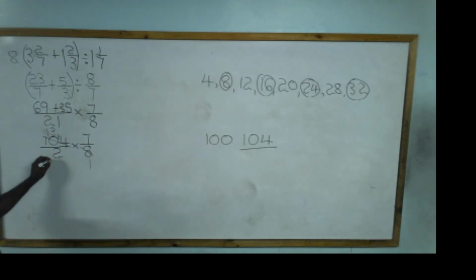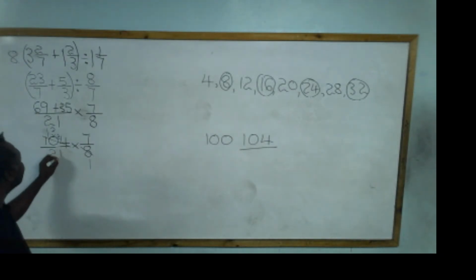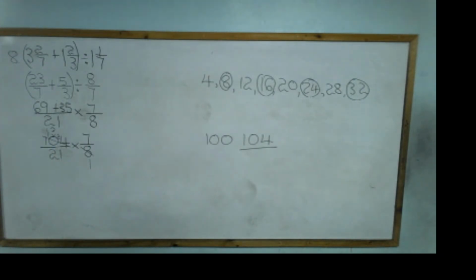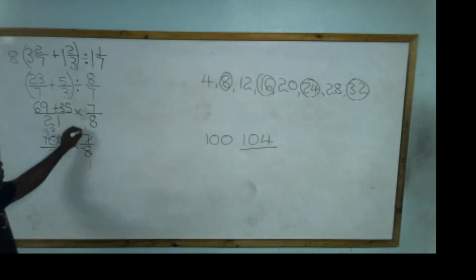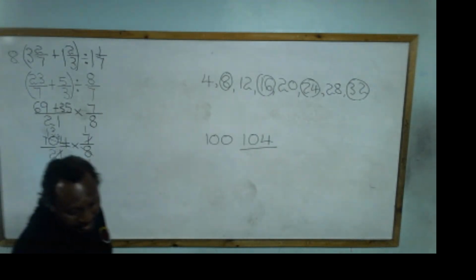And this should not be 2 but 21. That is the one that you should ask me how I have the 2 there. That should not be 2 but 21. Nice. And then, what next? 7 into 7 is 1 and 7 into 21 is 3. So your final answer is 13 over 3.